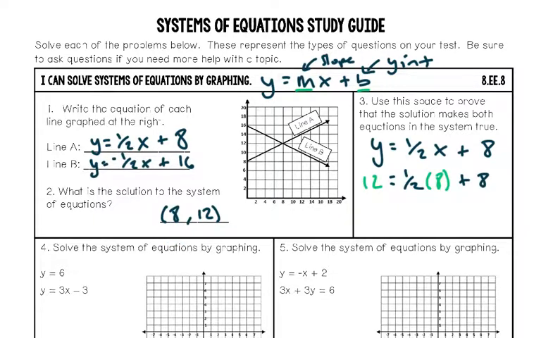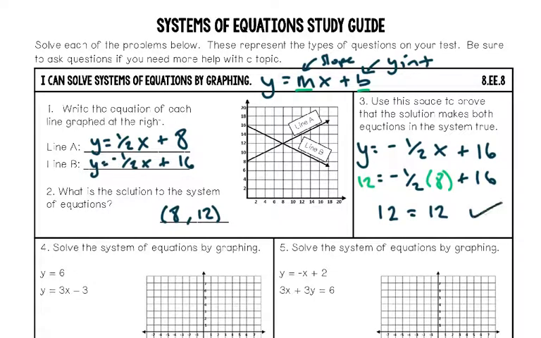Now that I've got it written like this, I'm just going to solve it and check it. So half of 8 is 4 plus 8 is 12. 12 equals 12. So I know that line A's solution of 8, 12 makes sense. It should also work for line B. Line B said y equals negative half x plus 16. So I'm going to do the same thing I just did for line A and plug in these points for x and y. When I do that, I get that 12 equals 12.